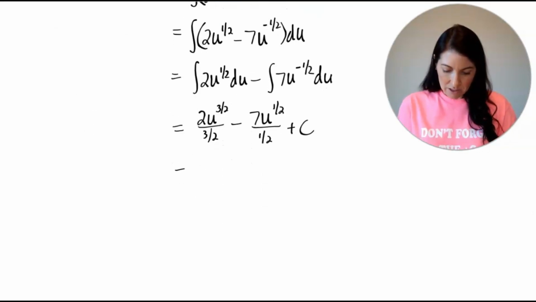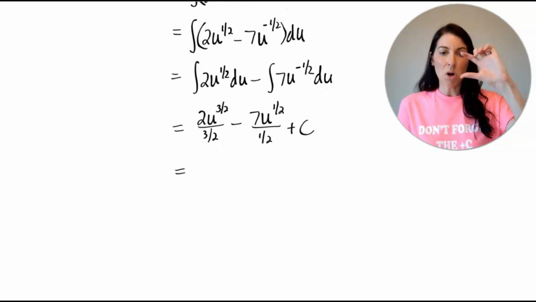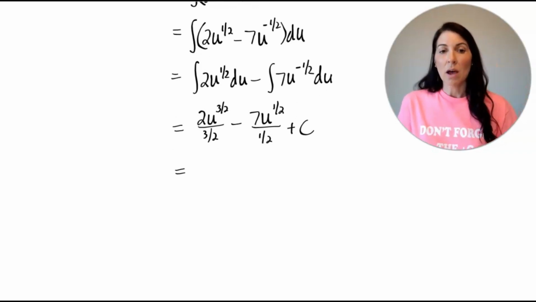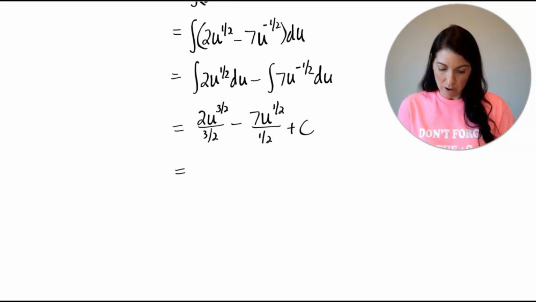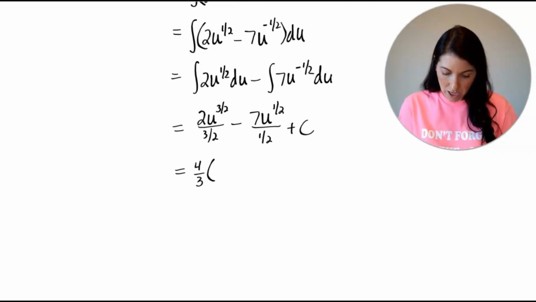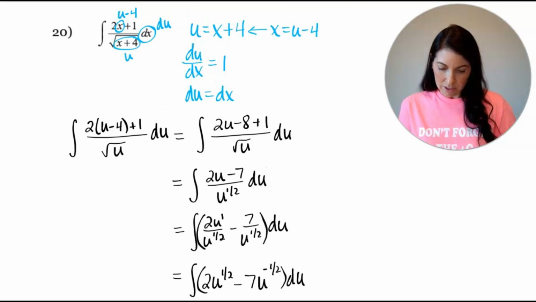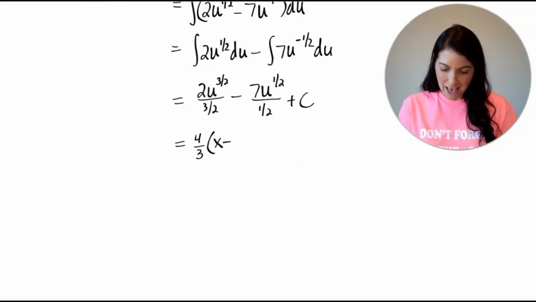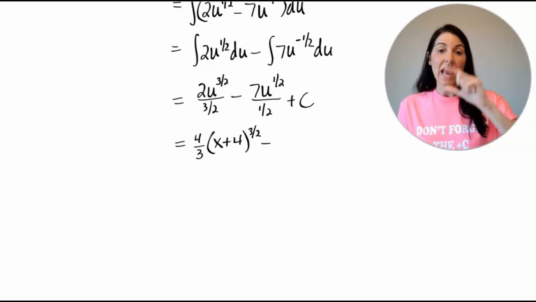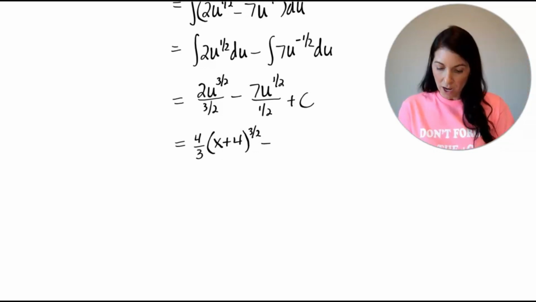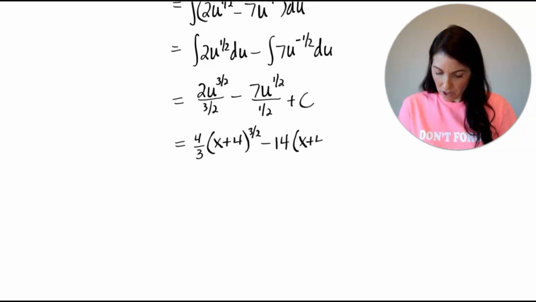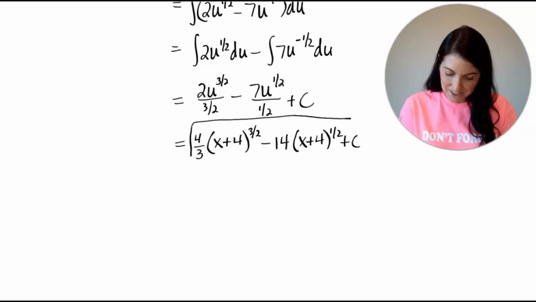So instead of dividing by a fraction, let's multiply by the reciprocal. So that would be 2 times 2 divided by 3, which is going to be 4/3. And I already forgot what our u was. What was it? Oh, it was x plus 4. All right, here we go. (x plus 4) to the power of 3/2. And then I would have minus 7, and then instead of dividing by 1/2, let's multiply by the reciprocal of 2 over 1. So it'd be minus 14 times (x plus 4) to the power of 1/2. And of course, don't forget your plus c.